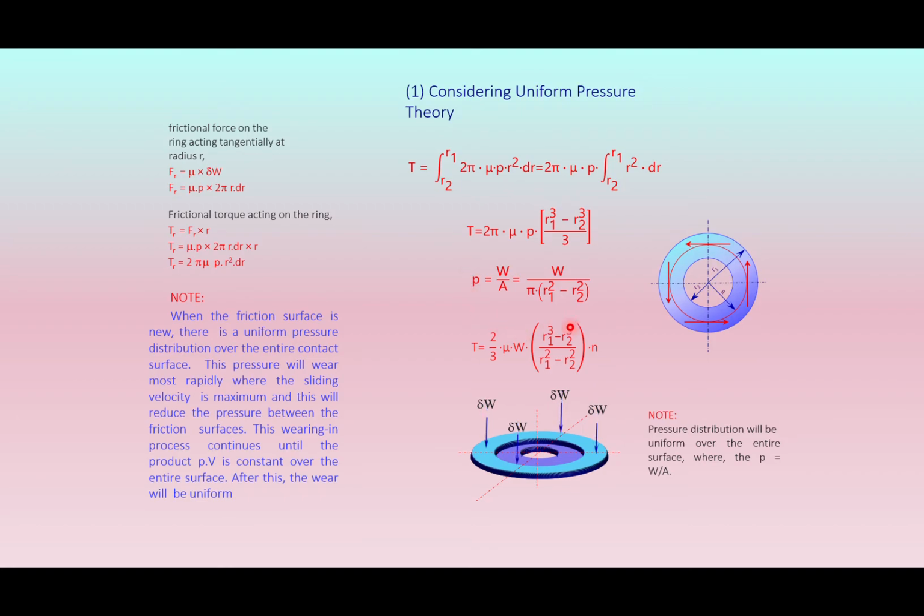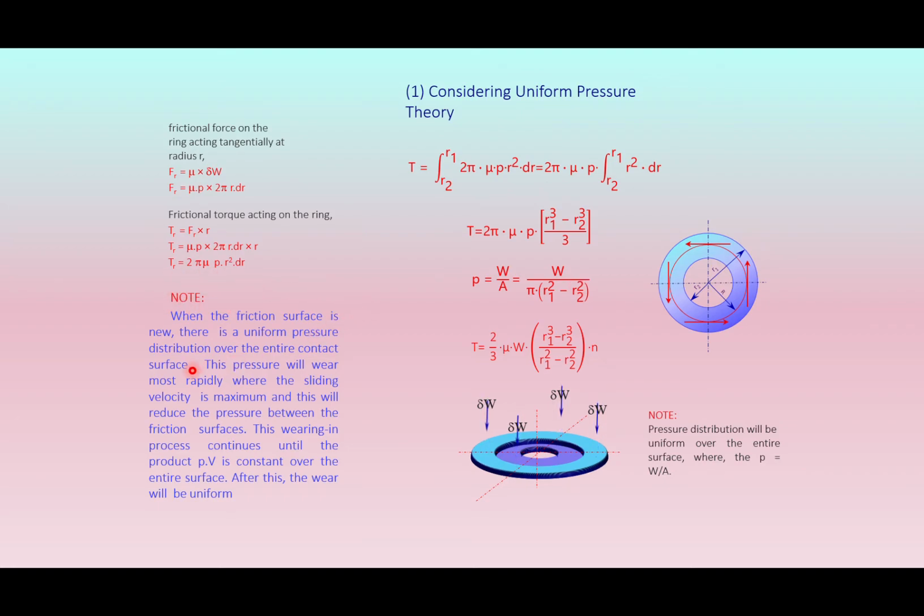Okay, so this is the pressure. We know that pressure equals force over area. So the area of this surface here is pi (r1 squared minus r2 squared). Now take a note here. Please read the note here.